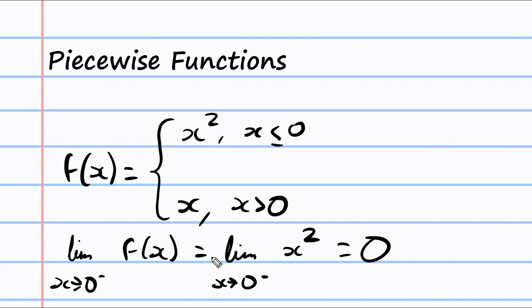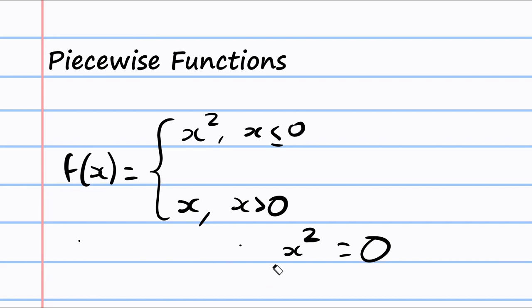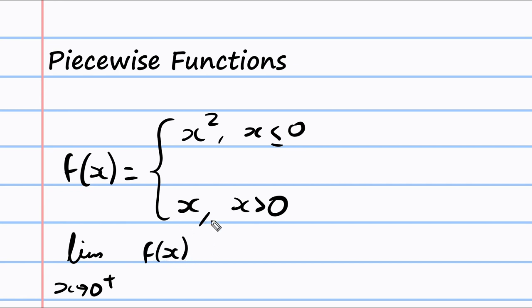Now, we have to find the right-hand side limit. We can apply the same strategy. So we'll say the limit as x approaches 0 from the right-hand side of f of x. Well, x is greater than 0, so that limit is equal to the limit as x approaches 0 from the right-hand side of x. How do you evaluate that? You can just plug in 0 and you'll get 0.